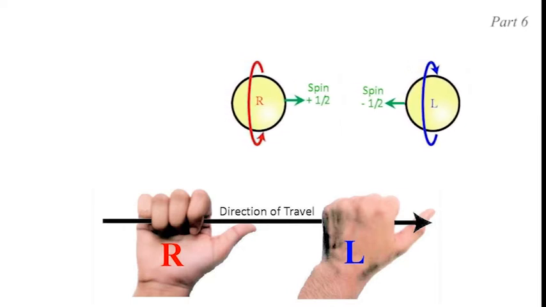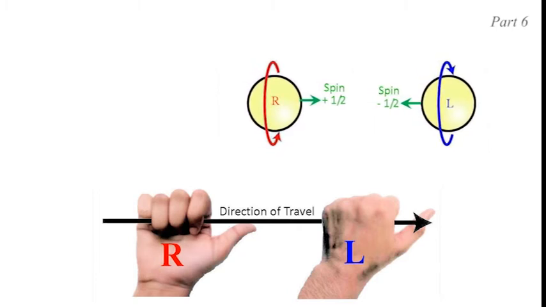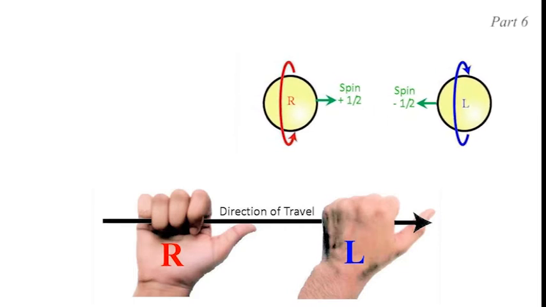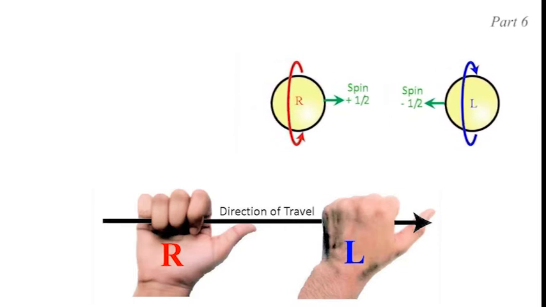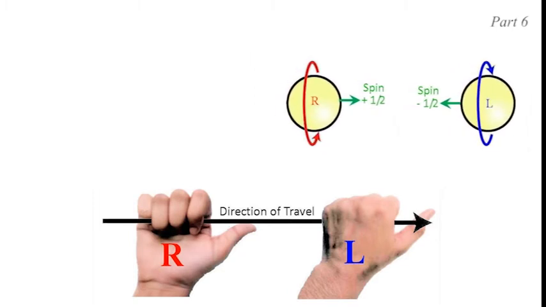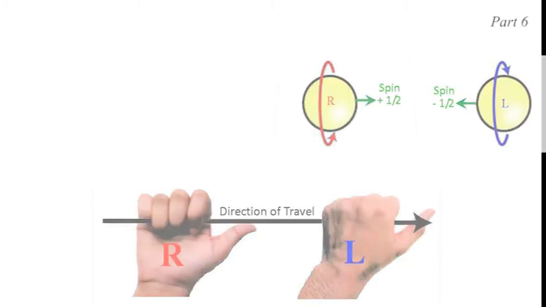When the spin is right-handed, we say that the spin component is in the direction of motion, and it's equal to plus a half. When the spin is left-handed, we say that the spin component is opposite to the direction of motion, and its value is minus a half.